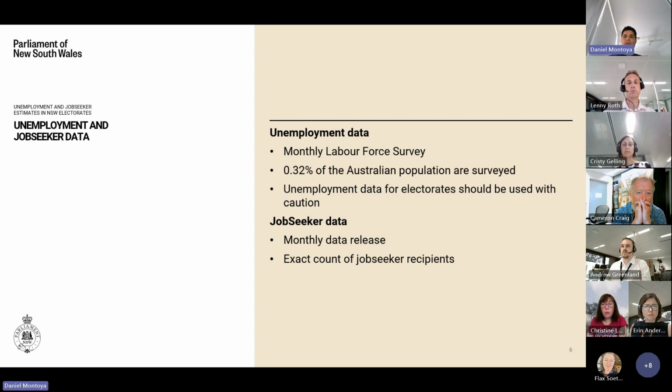In contrast, the Department of Social Services publishes an exact count of all job seeker recipients every month. The data they publish is not available for electorates, so the Research Service converts this data into estimates for every electorate.